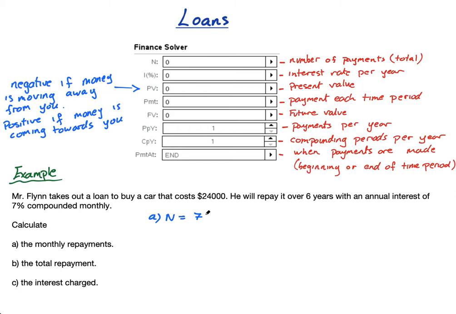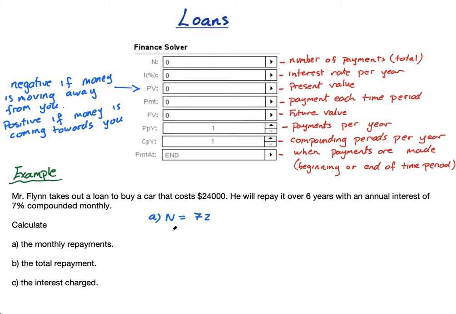Now this example is actually similar to my real life, in that I did take out a loan to buy a car and it did cost me about $24,000, and I did repay it over 6 years. In fact, I'm still repaying it, and I'll be repaying it up until like 3 months time, something like that. I've nearly paid it off, thankfully.